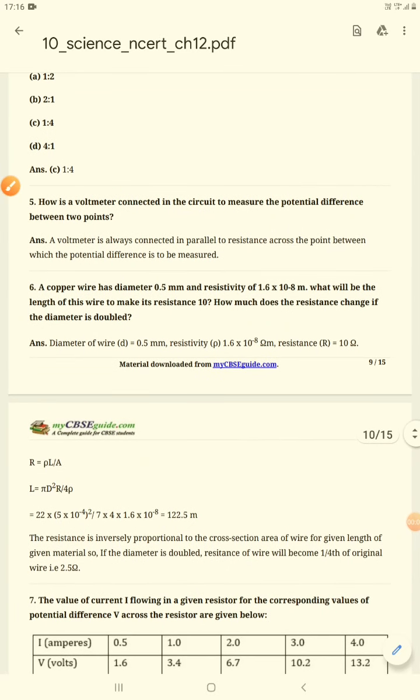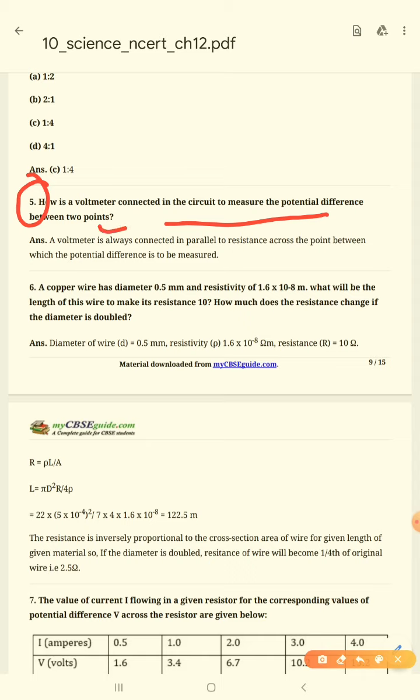Okay, now dear student, today we will solve another NCERT exercise question. Now we are doing our fifth question. Okay, now look at this question. It is asking how a voltmeter is connected in a circuit to measure the potential difference between 2 points.